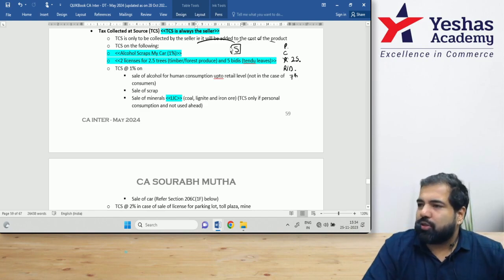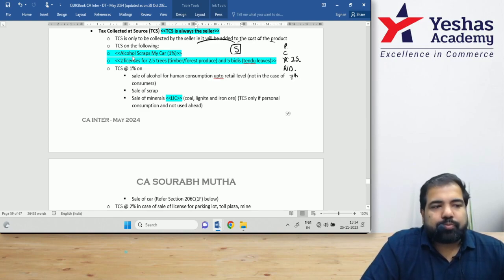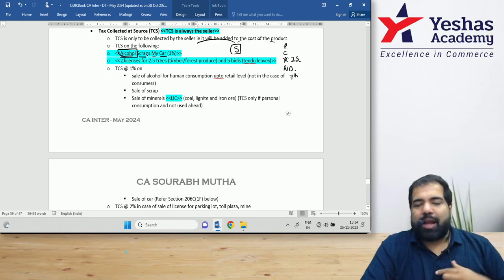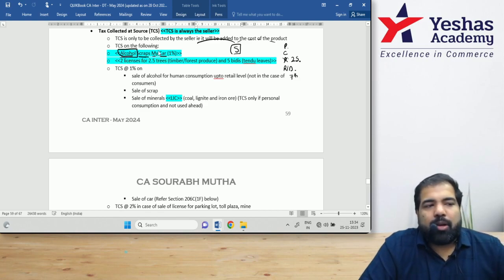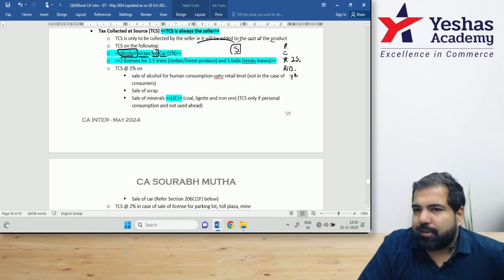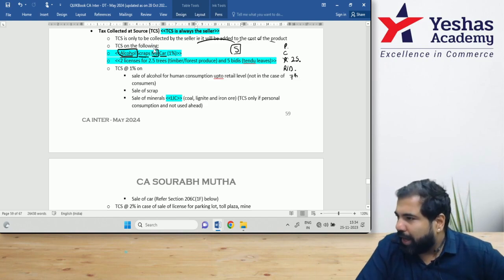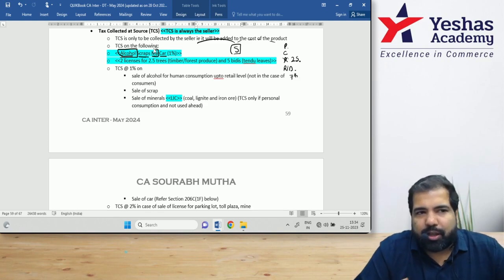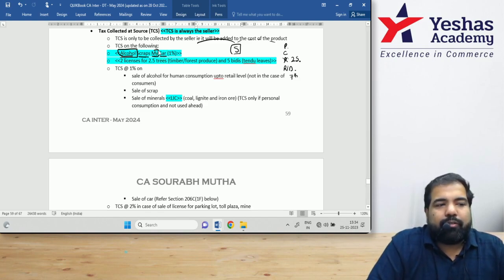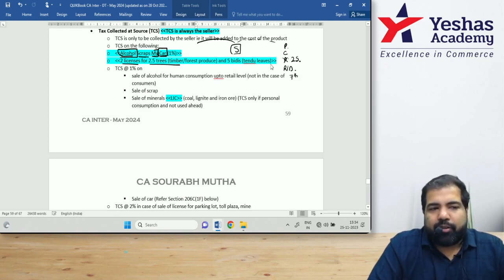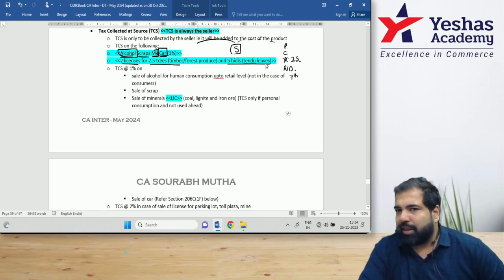And is it on every goods? No. Only on sale of mineral, sale of alcohol, not on retail level. Scrap only when generated in business. Minerals, which one? LIC. Lignite, I know coal, but for manufacturing, then don't block the money. Car only at what level? Retail. Two licenses, 2.5 timber, and 5 BDs. Only on these at these rates will there be TCS.